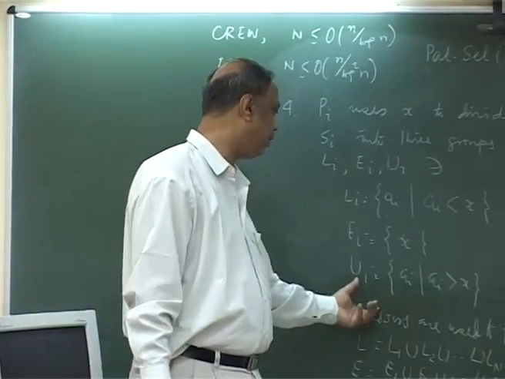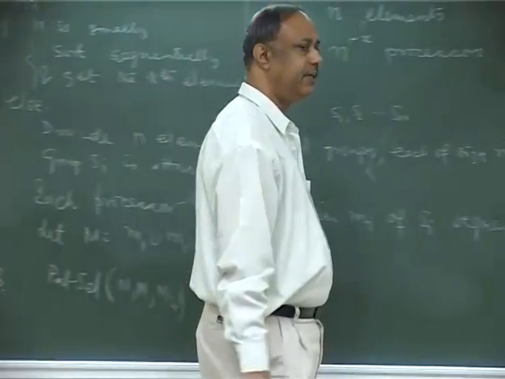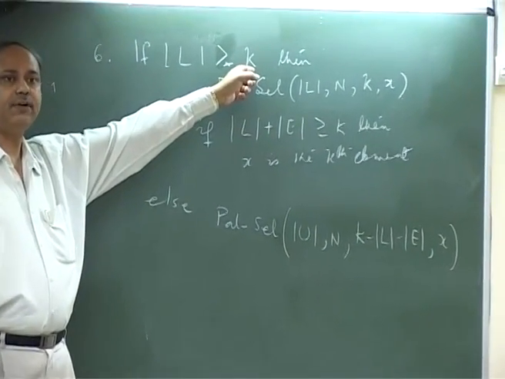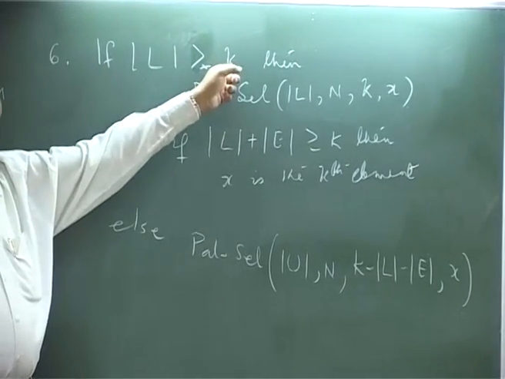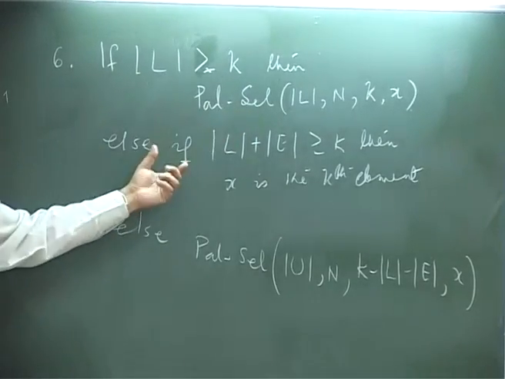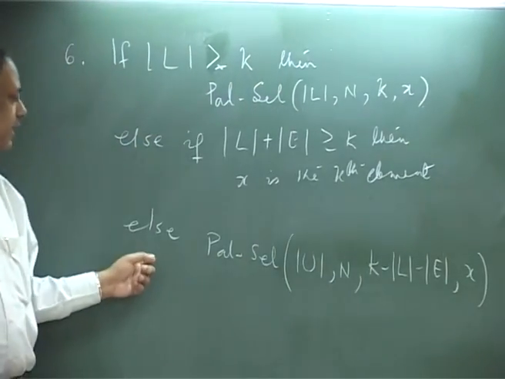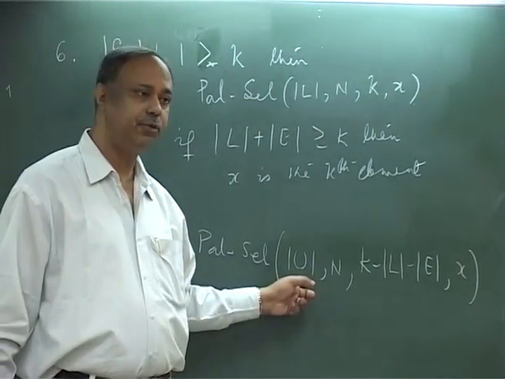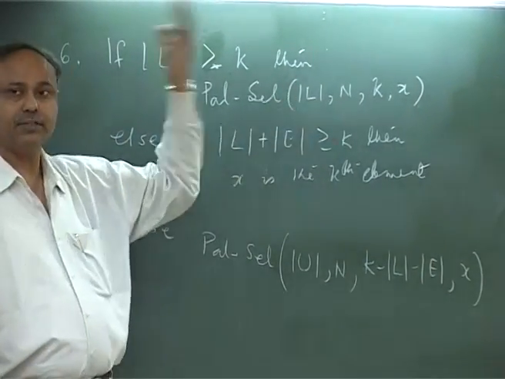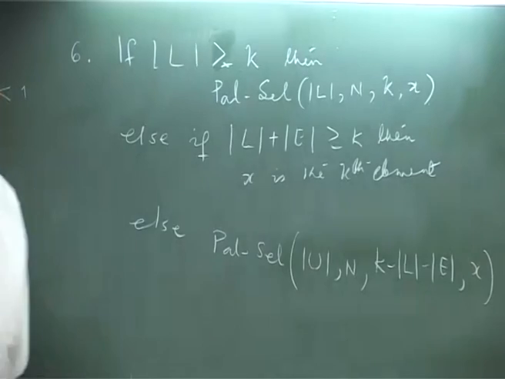So you have combined them using all the processors. And finally, after obtaining that, you have to see whether the size of L is greater than or equal to K or not. If it is greater than or equal to K, that means the kth element is lying in L, so you are calling this one. If these two together are greater than or equal to K, then the kth element is your X. Otherwise, the kth element is lying in U, so in U you look for K minus L minus E, because those things are anyway smaller than X. Agree?